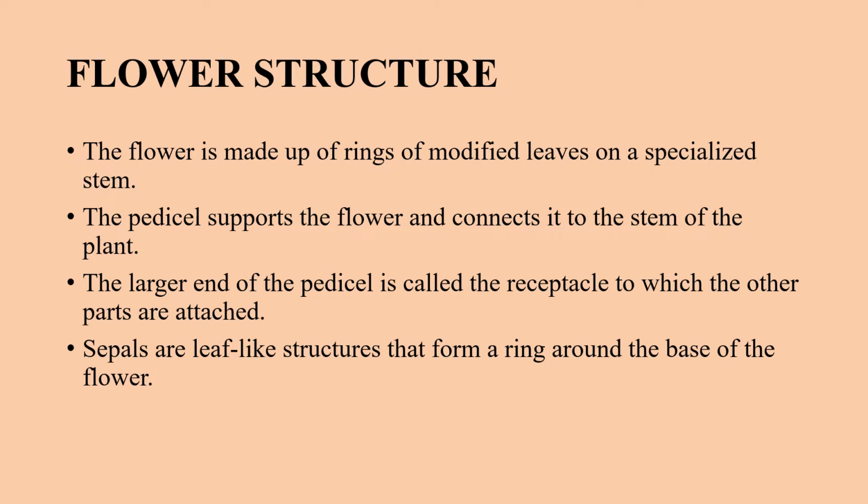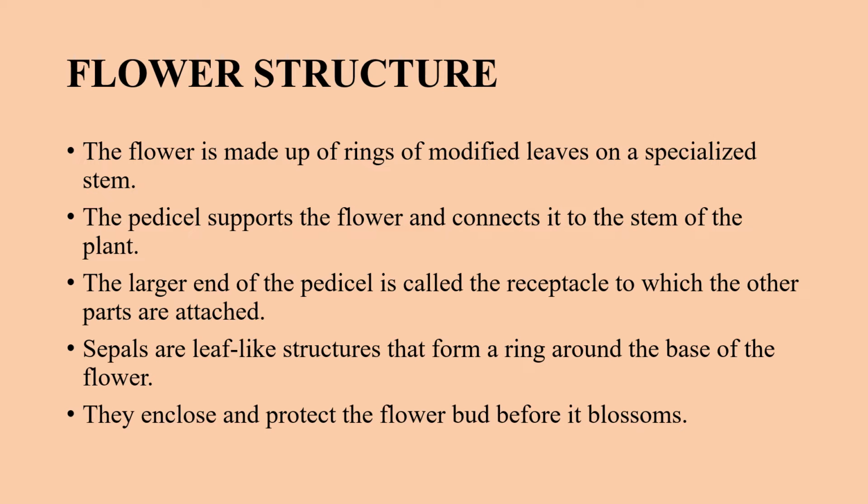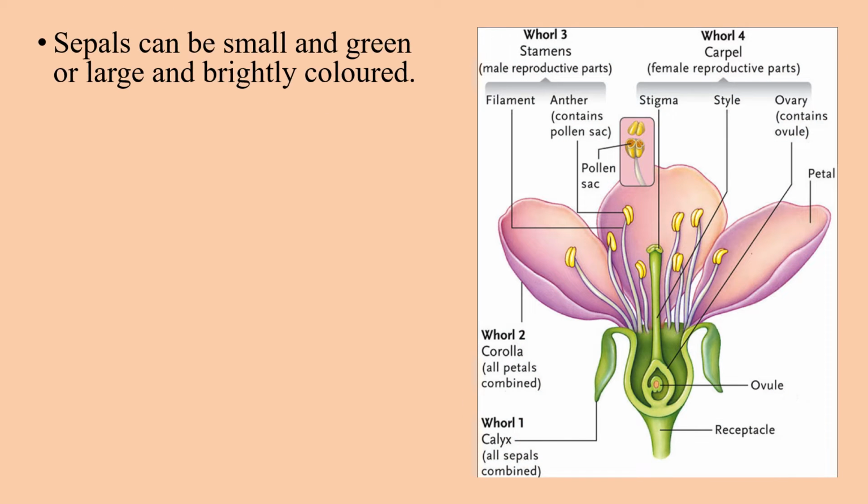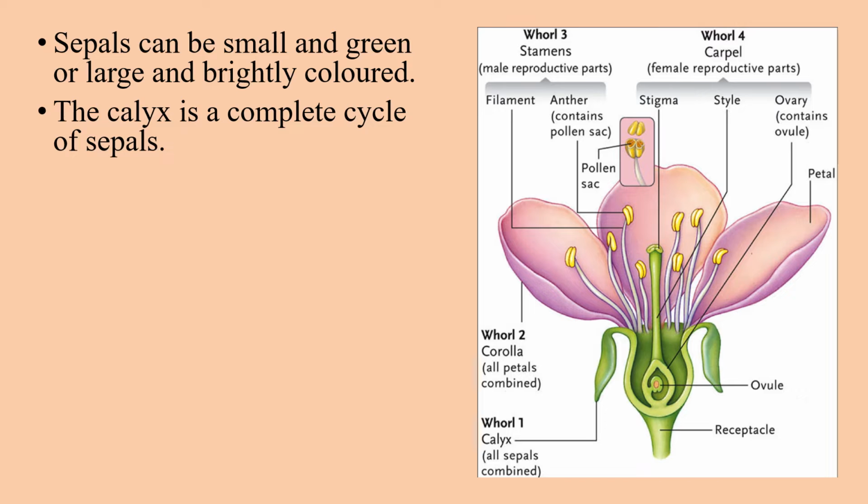Sepals are leaf-like structures that form a ring around the base of the flower. They enclose and protect the flower bud before it blossoms. Sepals can be small and green or large and brightly colored. The calyx is a complete cycle of sepals.